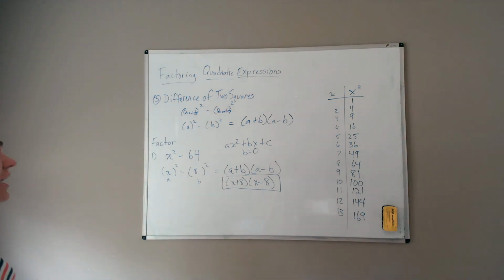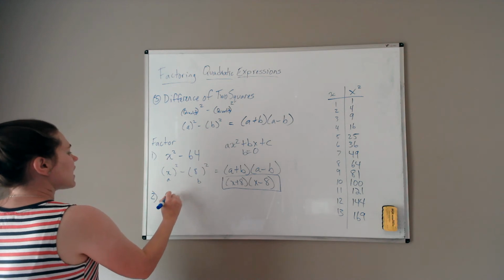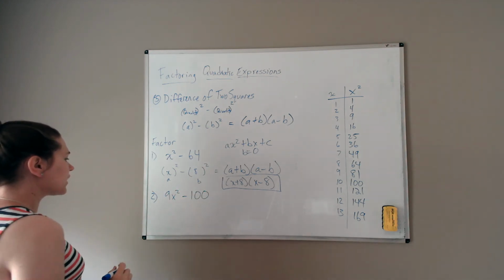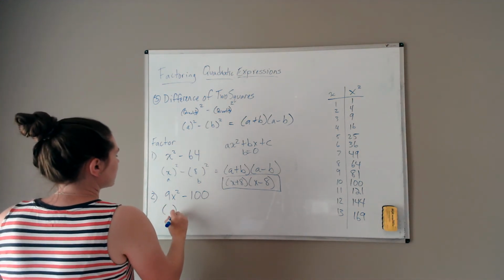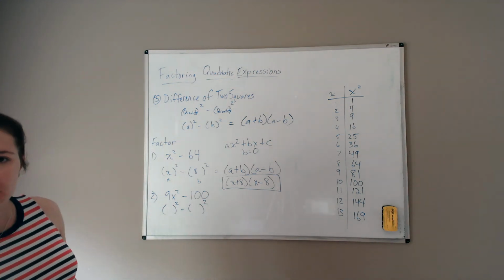Okay, so x plus 8 times x minus 8. Number 2, 9x squared minus 100. So I see it's 2 terms. I see there's a minus sign. So what I should be thinking of is, can I factor this using the difference of 2 squares factoring pattern?